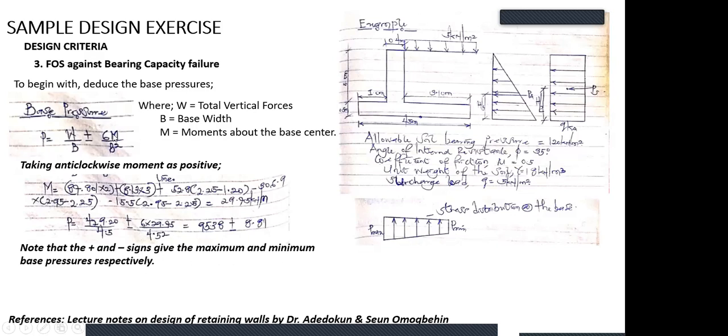So we've gotten our M now. Our total base is 4.5. Our W is our total vertical forces, which we've generated.